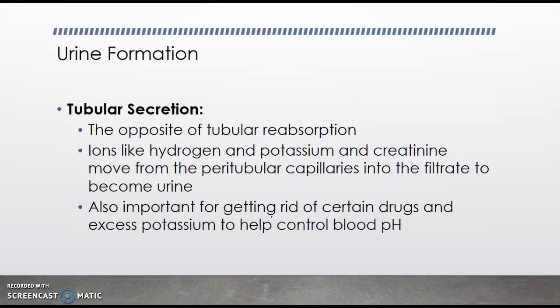And then the last one was tubular secretion. This is the opposite of tubular reabsorption. So these are things that we may want to get rid of, maybe due to a high acid content. We know that hydrogen ions, or H+, can actually make blood too acidic. So we might need to secrete them into the renal tubule and get rid of them through urine. It's really important that we also get rid of certain drugs. But really, I think the big thing here is it helps to control our blood pH level. Anytime you have any excess positive ions like hydrogen or potassium, it can really mess with your blood pH.